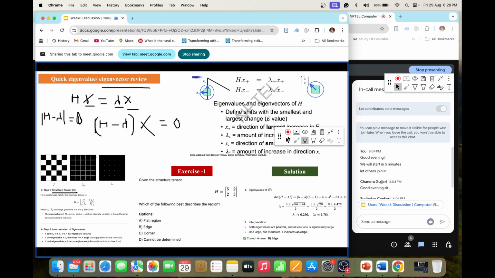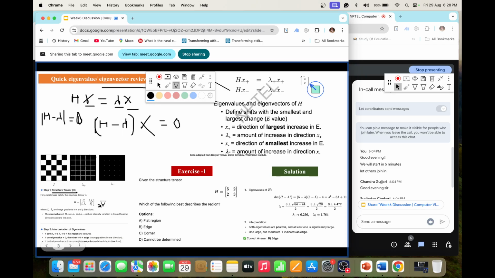Again, as I have already told you, you will get two eigenvalues, because the structure tensor, as you can see, is nothing but a 2 by 2 matrix.